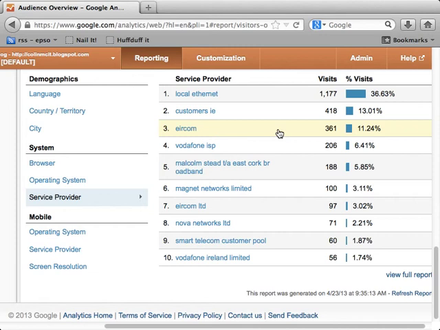I'm not sure what customers.ie is. But it's clearly Eircom, Vodafone. What is Malcolmstead East Cork Broadband? It's some local broadband provider in Midleton. So again, that's information I could use. This says to me that this is a resource that people use when they're at home. Now, you could see how, with people skipping class all the time, being able to use stuff at home would make sense. You could see how it's a value to those people.